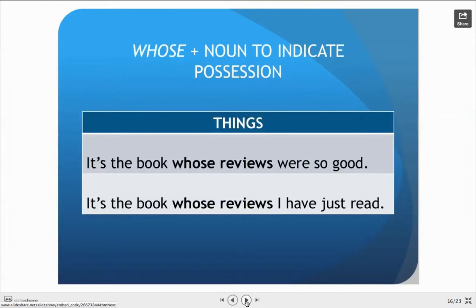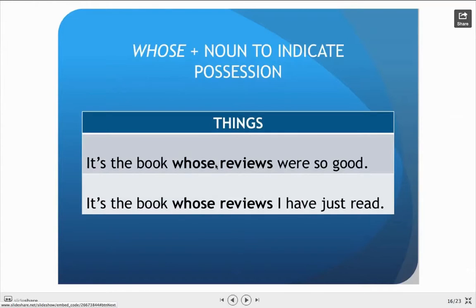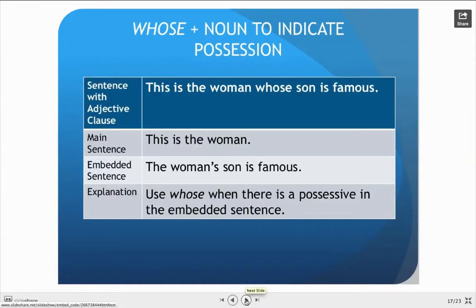Yeah, it's the book whose reviews were so good. It's the book whose reviews I've read. And you see here, whose is actually talking about a thing, which kind of surprises people. Here, whose talks about a person, and here, whose talks about a thing. So now let's look at the embedding.